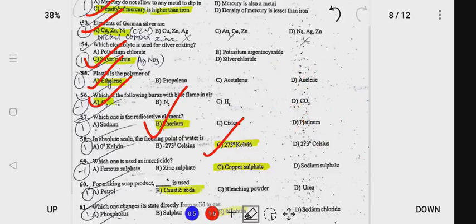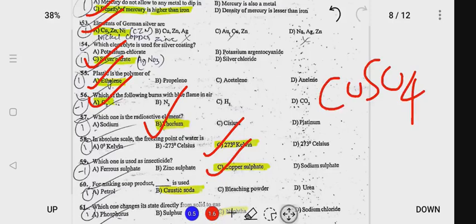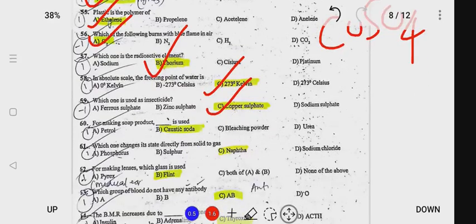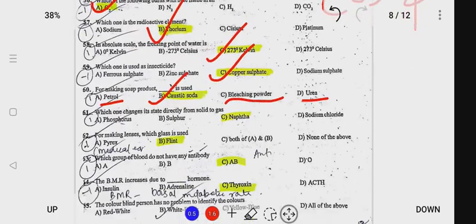Which of the following is an insecticide? It is copper sulfate, CuSO4. Next, which one of the following is used for making soap? Caustic soda is used for soap; bleaching powder is for washing, urea is for fertilizer, and petrol is for automobiles.